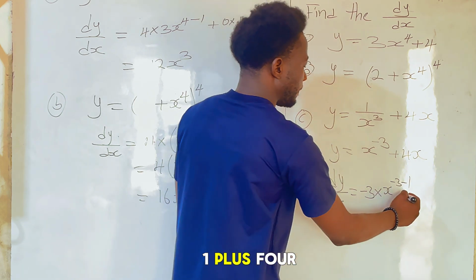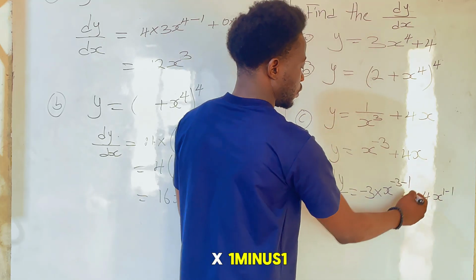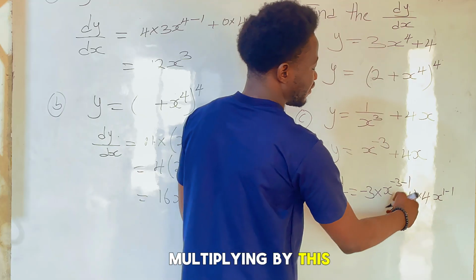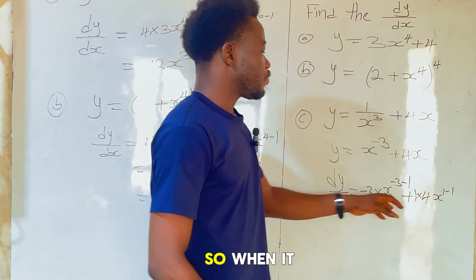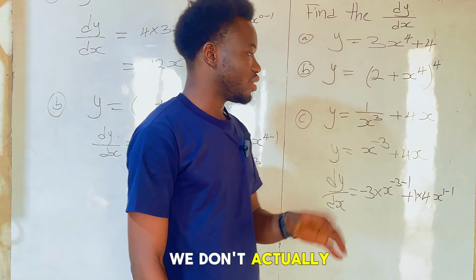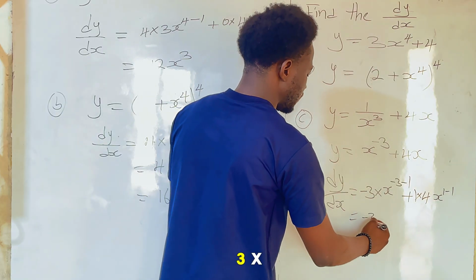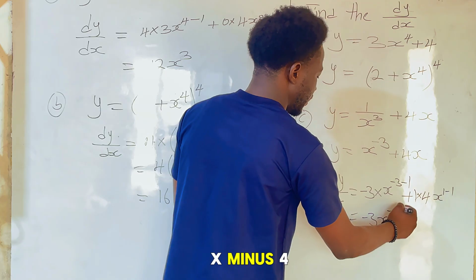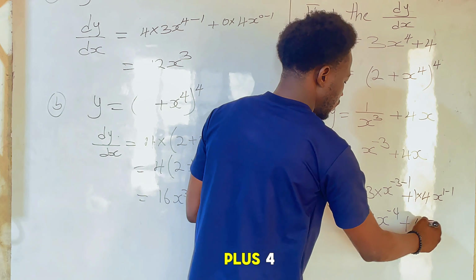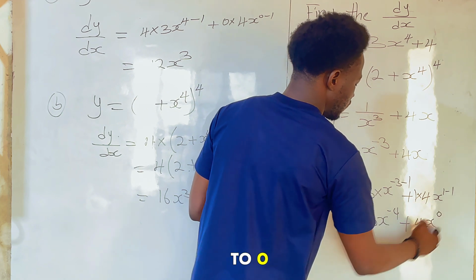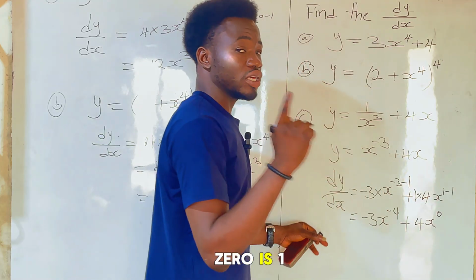plus 4x exponent 1 minus 1. Remember, you are multiplying by the exponent, which is 1. And 1 times any number is still the same. So when it's 1, we don't actually multiply. So this is going to be equal to minus 3 x exponent minus 4. Minus 3 minus 1 is giving minus 4, plus 4x exponent 0. Right? And any number to the power 0 is 1.